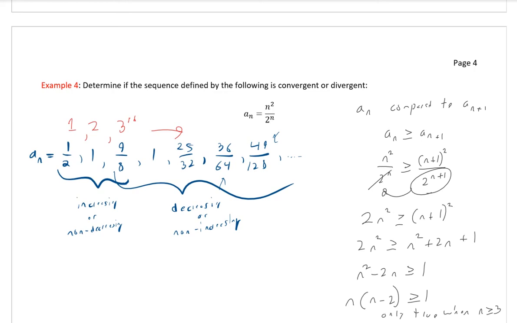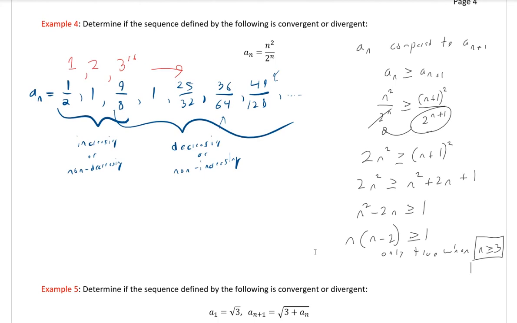If n was 2, then I have 2 times 0, which is not greater than or equal to 1. If n is 1, I have 1 times negative 1, which is not greater than or equal to 1. But if n is 3, I have 3 times 3 minus 2 is 1, so 3 times 1 is greater than or equal to 1. So it's only true for values greater than or equal to 3. So that's another way of showing that it is non-increasing.